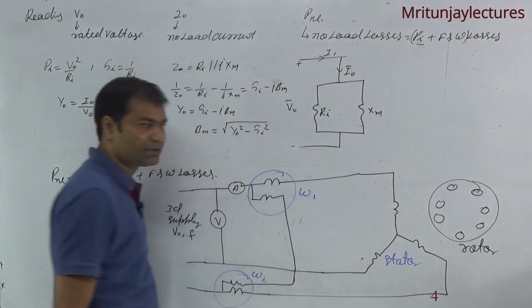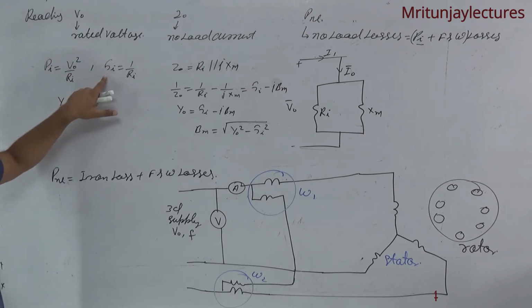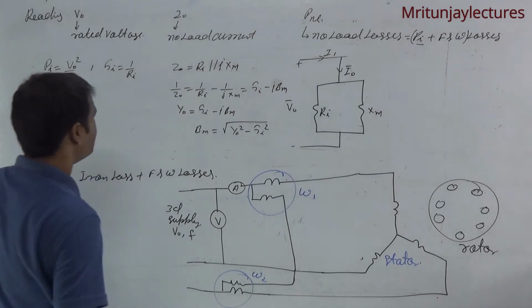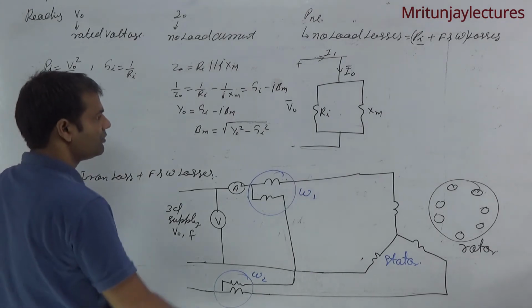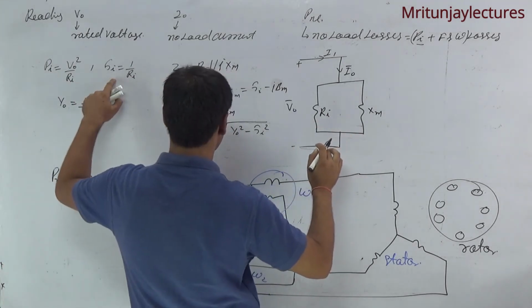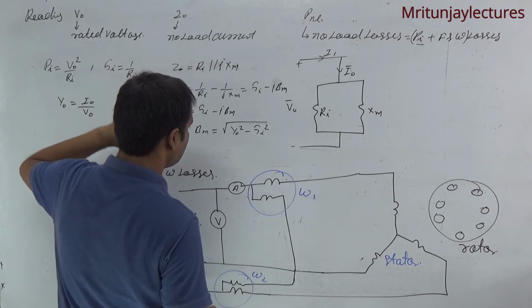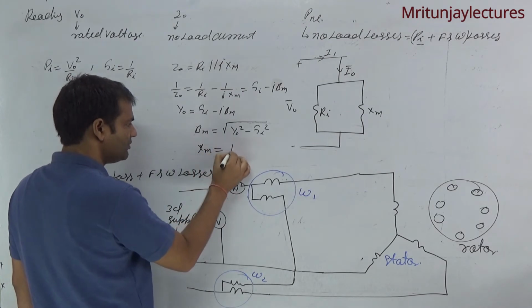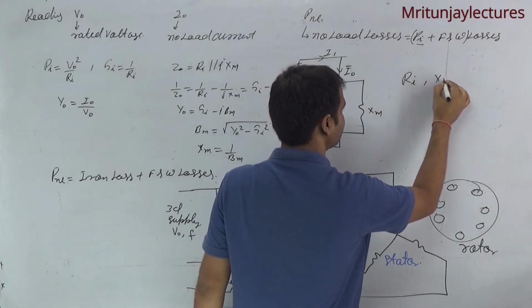With the help of these three, if we get Pi by any method, then Pi is equal to V naught squared by Ri. Pi means iron loss, V naught squared by Ri, like this one. And with the help of Gi, I know that Gi is equal to 1 by Ri. With the help of this method, determine Y naught and Bm. Our motto is Ri and Xm. Ri we get with the help of this, and Bm like this one. I know that Xm is equal to 1 by Bm. So finally we got Ri and Xm.